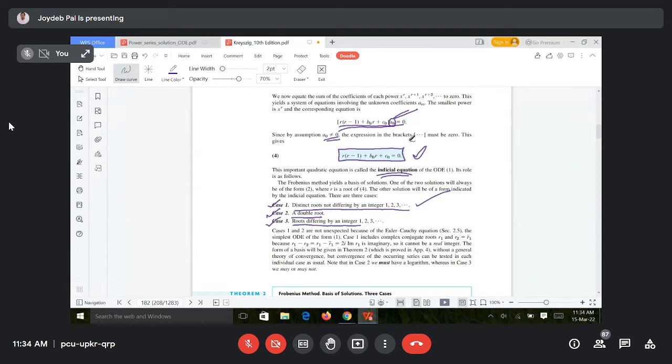Suppose after solving that indicial equation, I am getting r1 is equal to 5 by 2 and r2 is equal to 1. Then which case? दो रूट हैं इस इक्वेशन के, 5 by 2 and 1. Then which case?